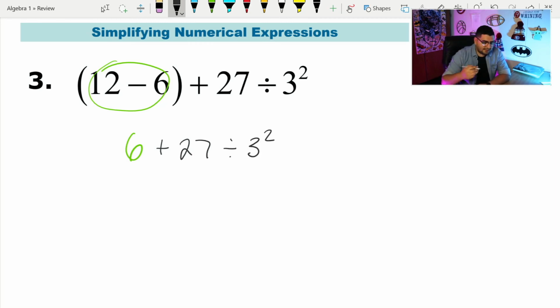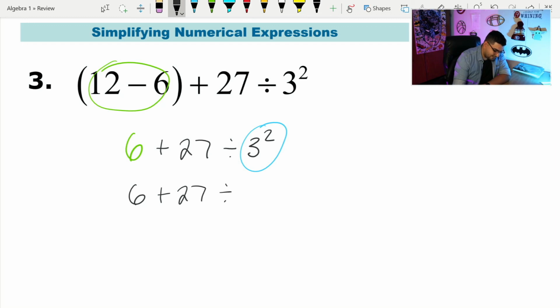Now, the next thing I want to look for is exponents. Do I have any exponents? I sure do. 3 squared. So again, 3 squared is just 3 times 3, which is 9. So I'm going to keep everything else the same. Divided by 3 squared, like we just said, ends up being 9.